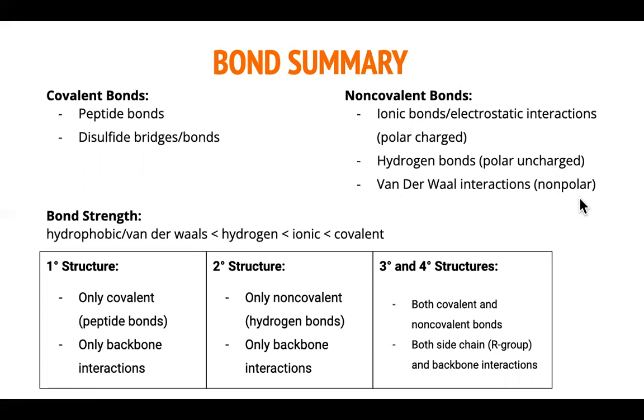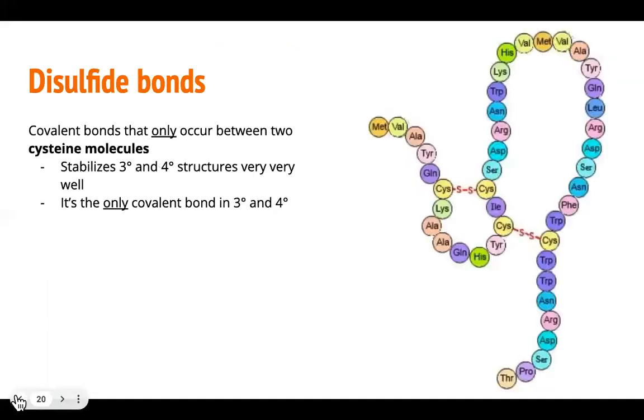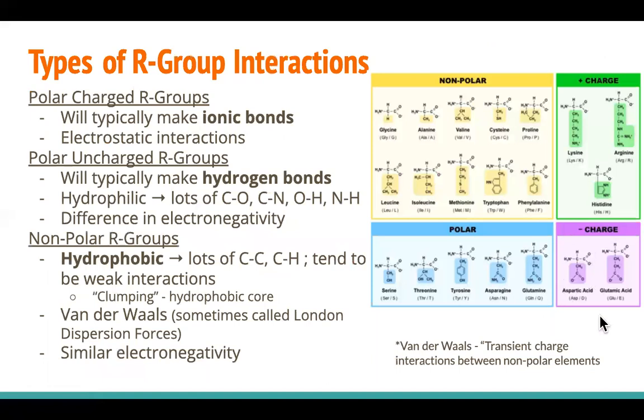I also don't know if she talks about it, but you can have ion dipole interactions. So it would be between a polar charged R group and a polar uncharged R group. A dipole is when you have a partial charge. So polar groups usually have partial charges, whereas charged groups are permanently charged. So if you had something from the green section and something from the blue section, they can still bond, but that would just be called an ion dipole.